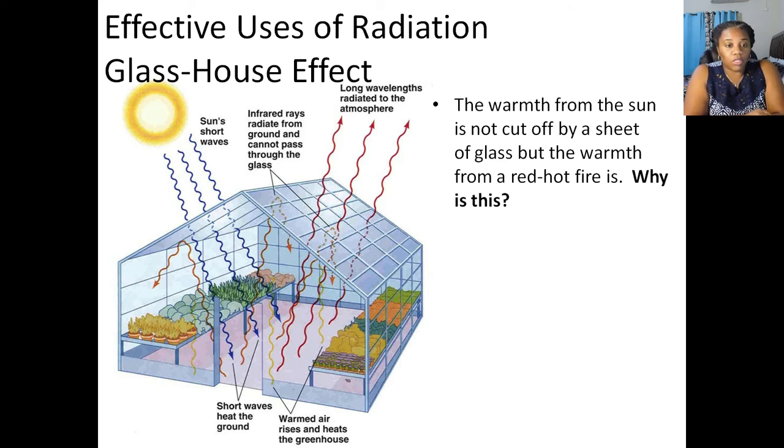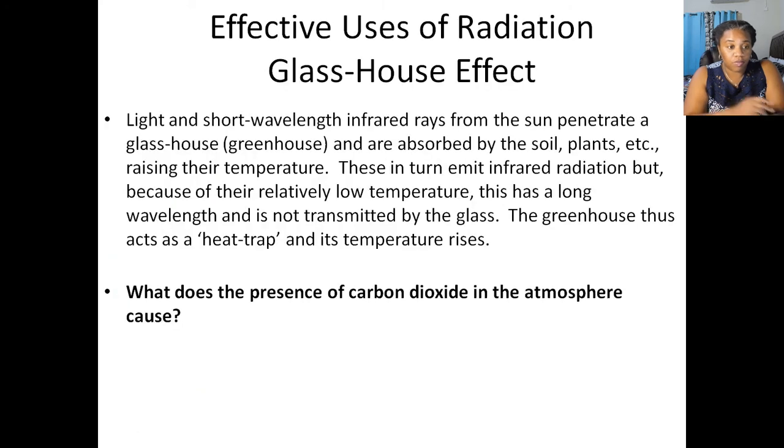So the warmth from the sun is not cut off by the sheet of glass, but the warmth from a red hot fire is. Why is this so? Well, just look at what it says here. It says that infrared rays radiated from the ground cannot pass through the glass. So a red hot fire must give off some type of infrared rays, but they cannot pass through the glass. So that is where you won't feel the effect.